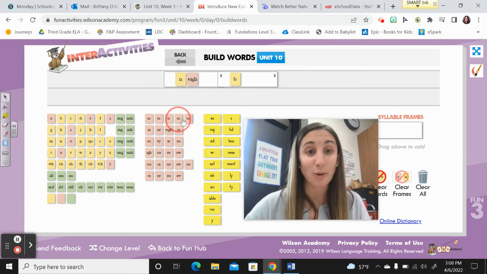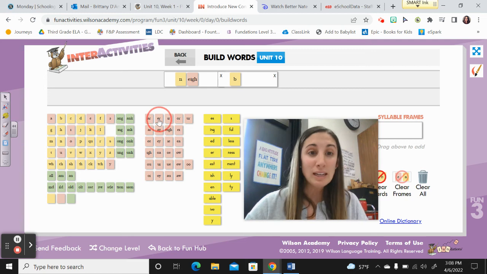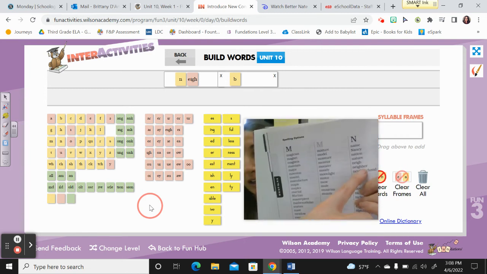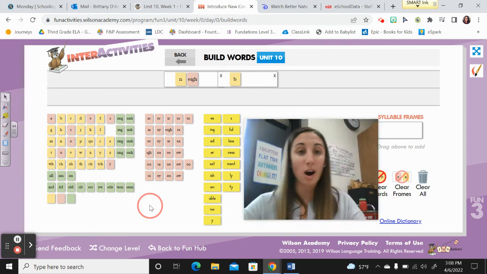Look at this top row, R controlled. Is it going to be E-R, A-R, beggar, er, or O-R, doctor, er? What does it say in your spelling options? What's saying er? It's O-R.